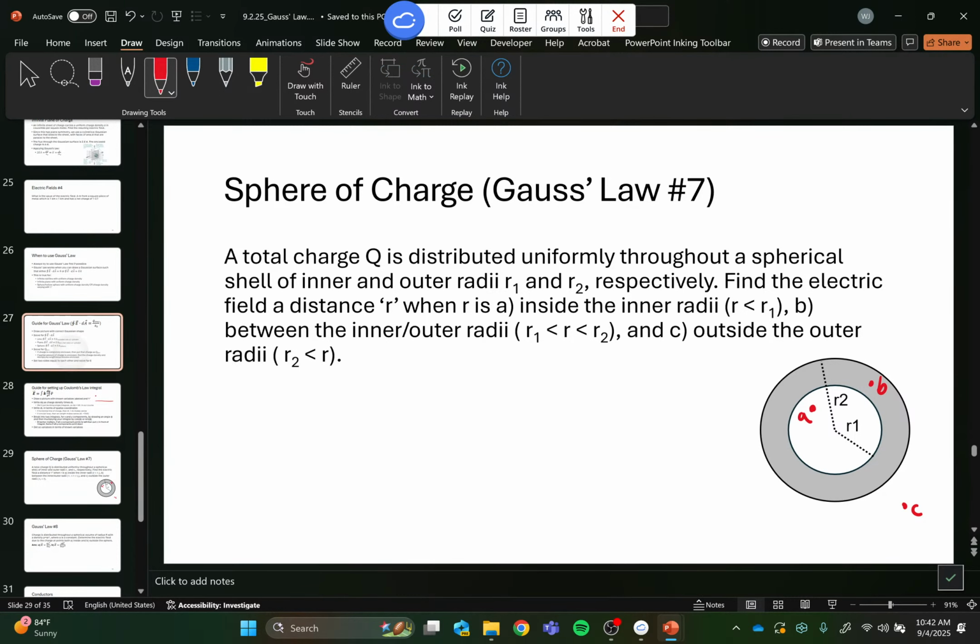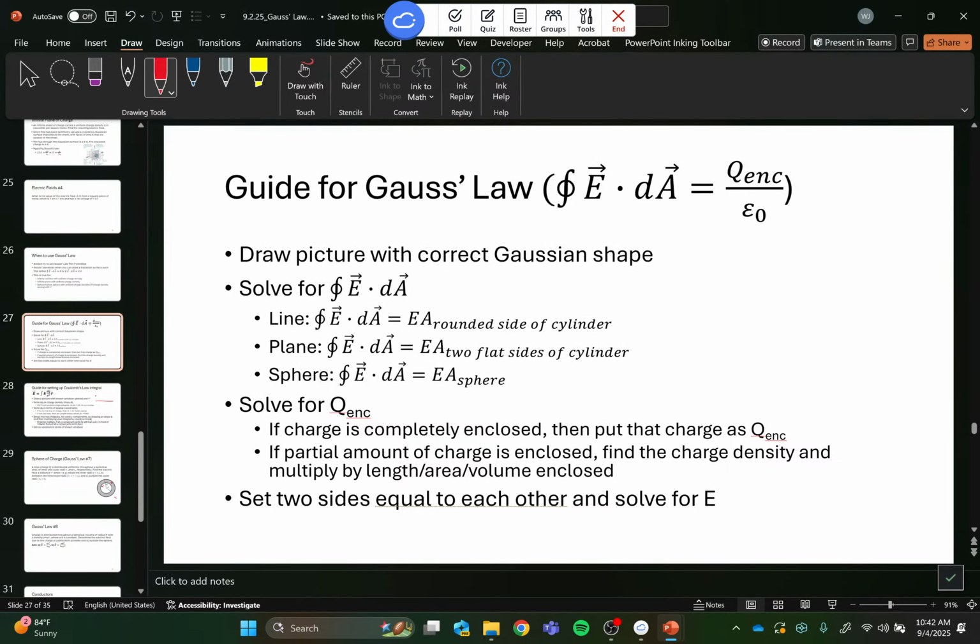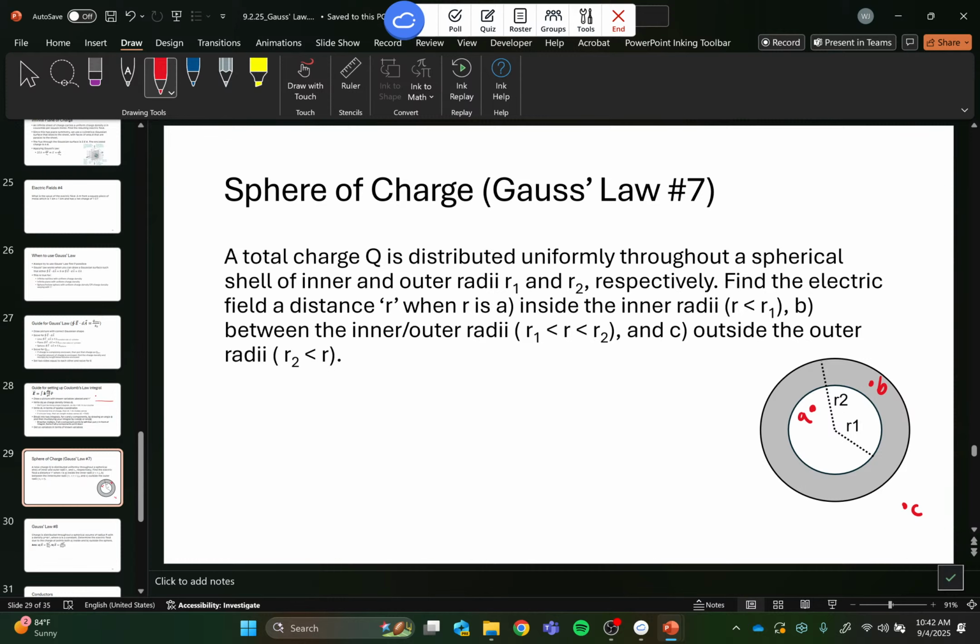Step-by-step process. Draw a picture with the correct Gaussian shape. Now, in this case, it's a sphere. So the appropriate shape is going to be a sphere. Now, I'm not going to actually draw a three-dimensional sphere. I'm just going to draw a slice of it, but you need to know that that's a sphere. If you want, you can try to get fancy and draw a sphere, but don't worry too much about that. It's a sphere. You need to know it's a sphere.